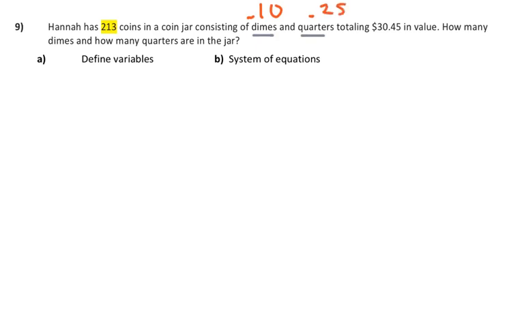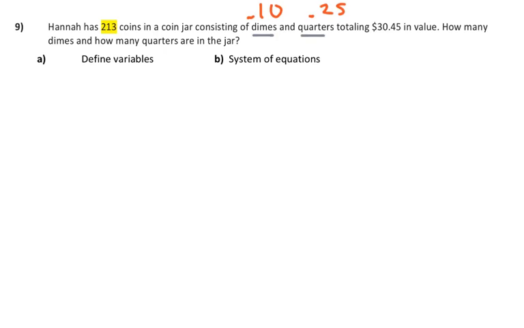Now, if you didn't write that with the decimals, you're going to have problems because this is in dollars, so you have to write this in dollars, not cents. So 0.25 is a fourth of a dollar. That's what a quarter is. Okay, and so how many dimes and how many quarters are in the jar?